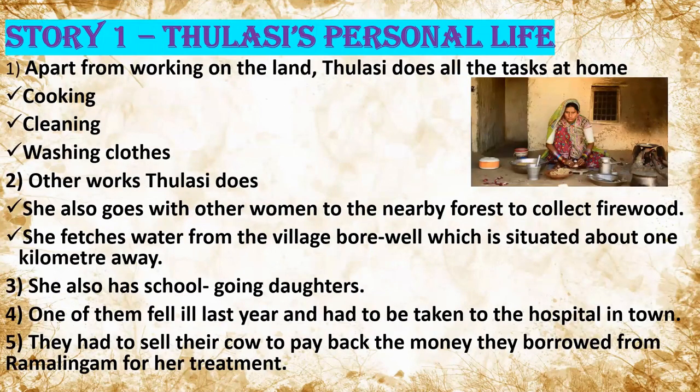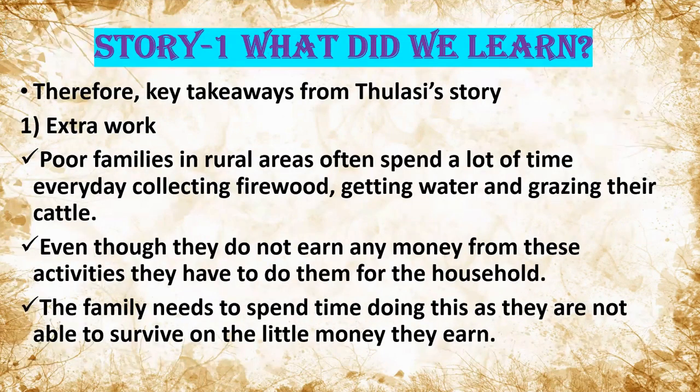Tulsi also does all the tasks at home, like cooking, cleaning, washing clothes, etc. Some other work Tulsi does is going to the forest to collect firewood and fetching water for their home. Tulsi and Raman have school-going daughters. One of them fell ill last year and was taken to the hospital in town. So they needed to borrow money from Ramalingam for her treatment and sell their cows. So what did we learn from this story? First is extra work.